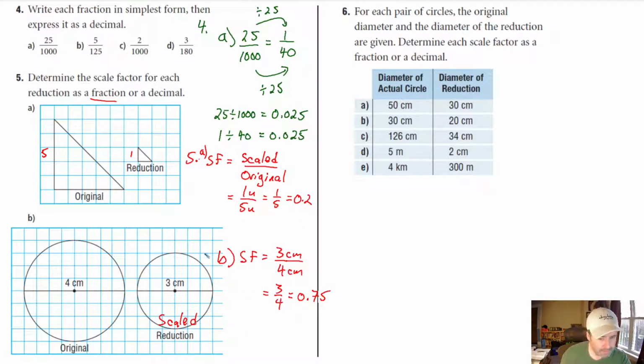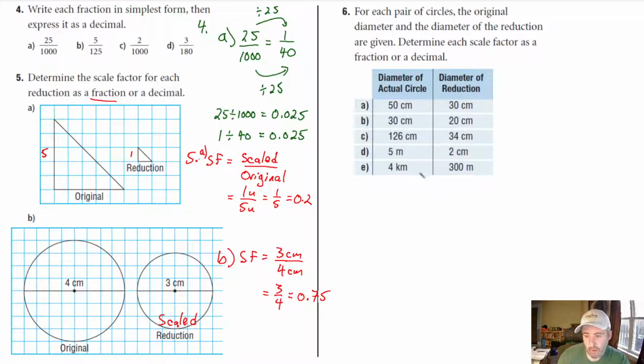But then the biggest, and I know I keep stressing this, but it's because it's the part students tend to miss. We're happier blowing things up, making them bigger, than we are making them smaller usually. But in this case, the smaller number is the scaled, and it goes on top in our equation.